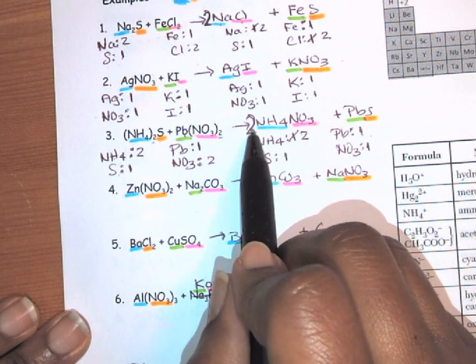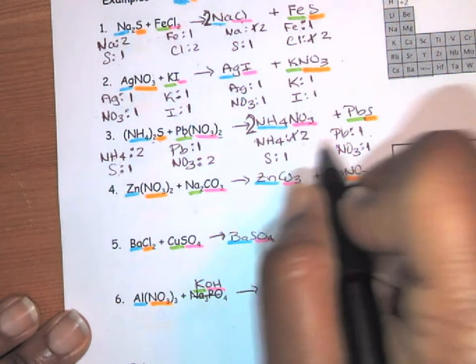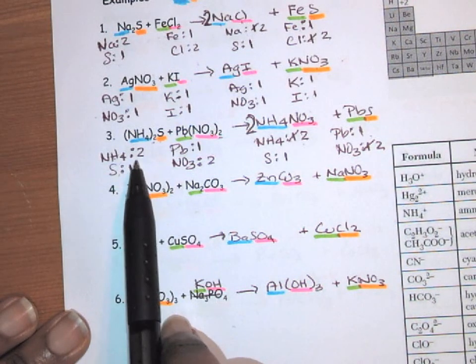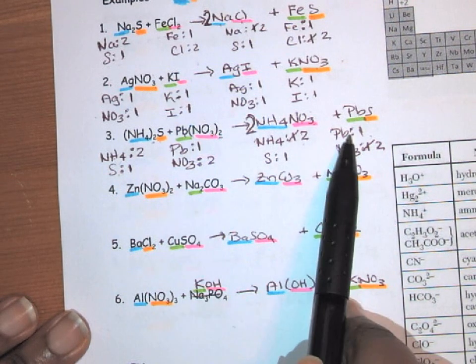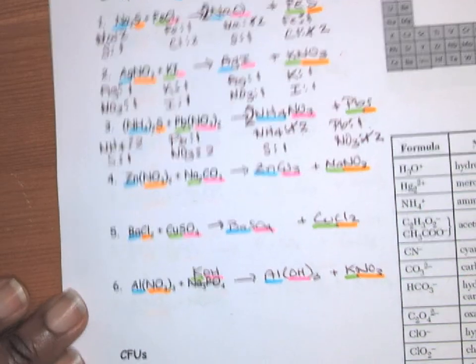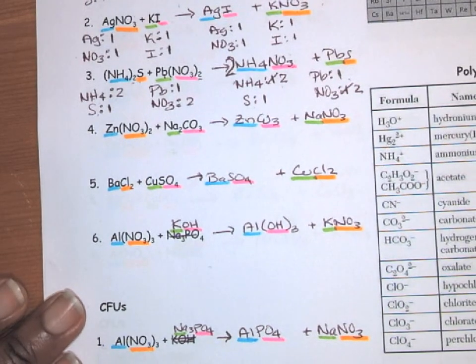So since I have a coefficient of 2, that means I also have 2 nitrates as well. Okay, so let's go ahead and check everything. NH4, it's looking good. Leads are the same on both sides. Sulfurs and nitrates are the same. All right, let's do the last 3 examples.